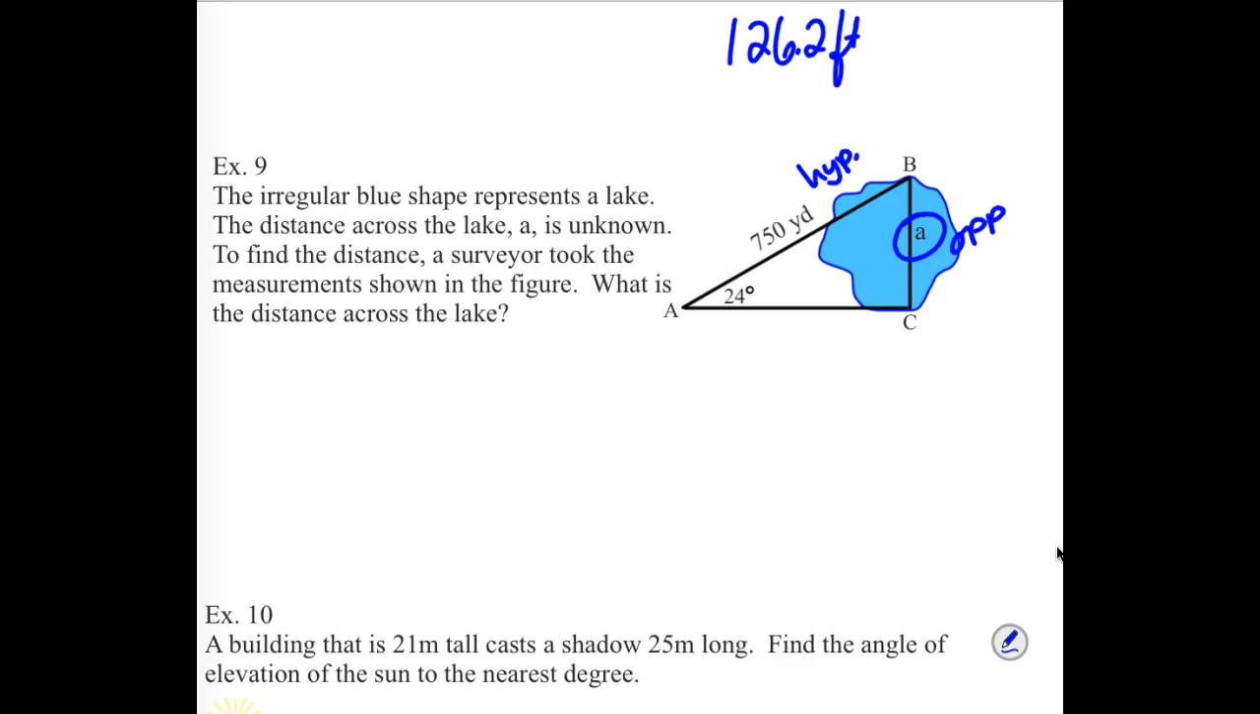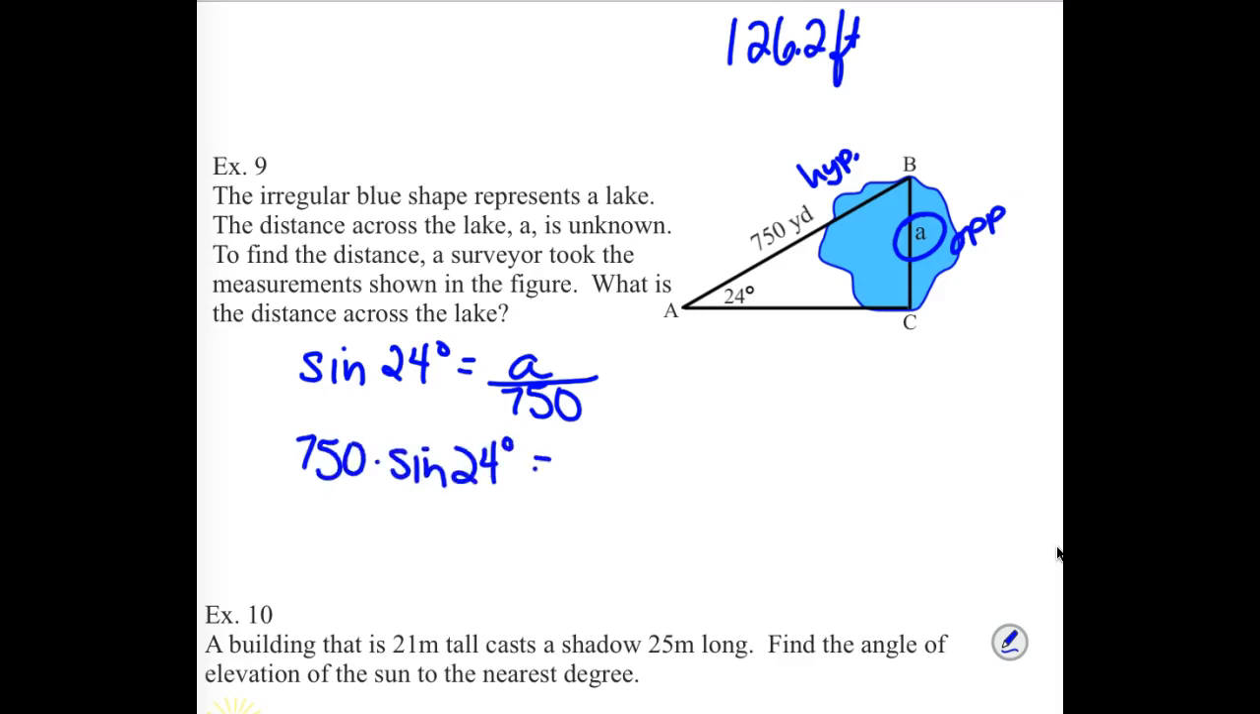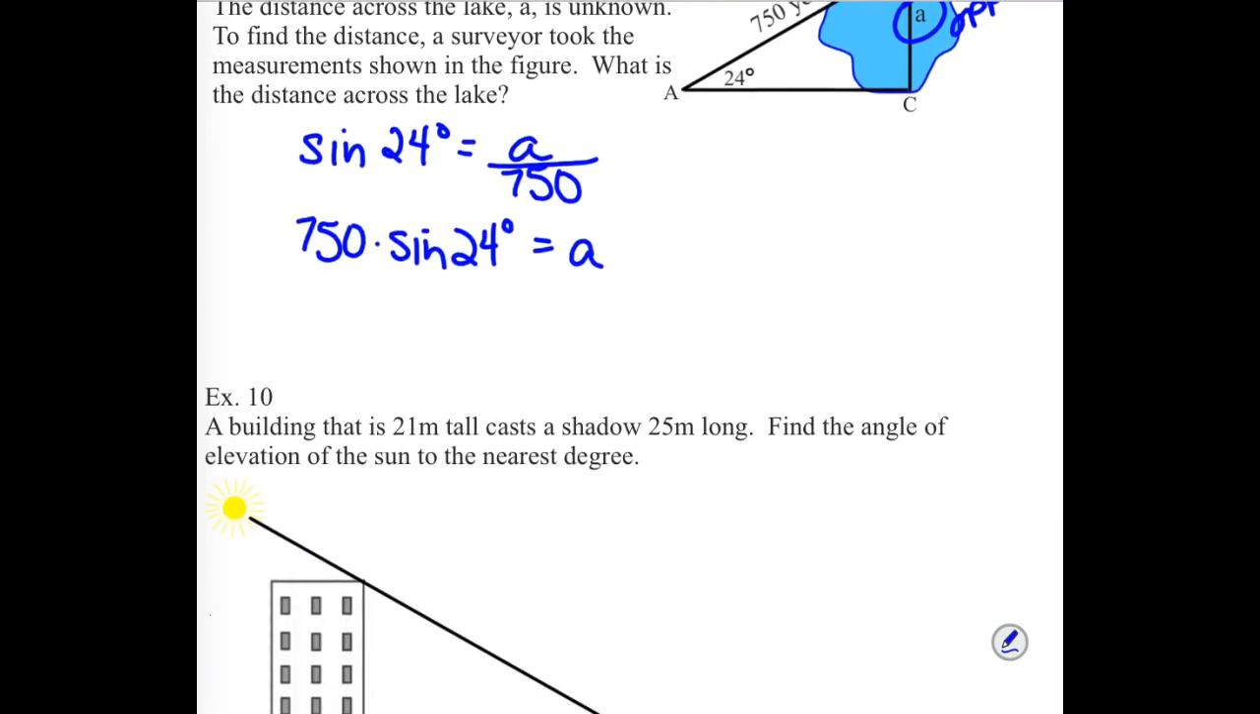Okay, so set it up. The sine of 24 degrees equals opposite over hypotenuse. So again, we just have to multiply the 750 over to the other side. What do we end up with? 305.1, and that was in yards.